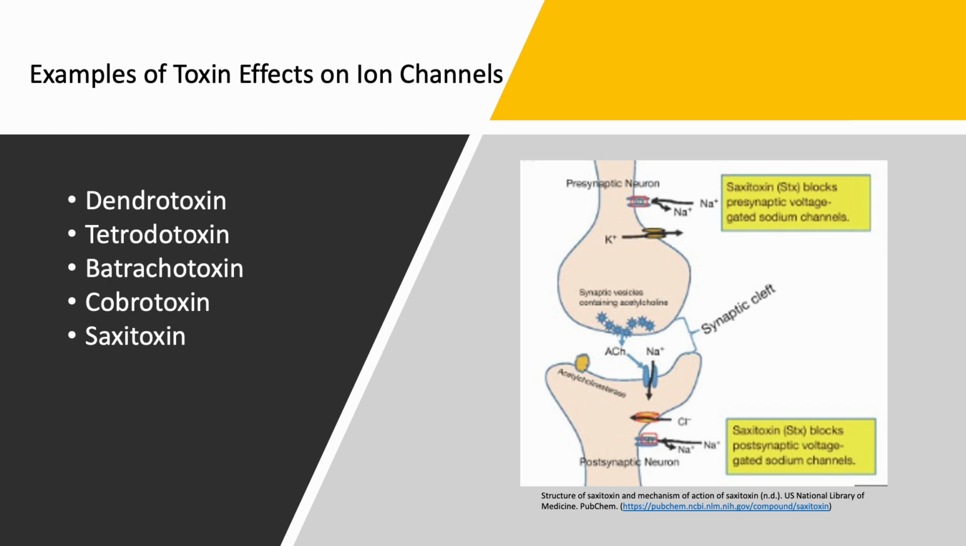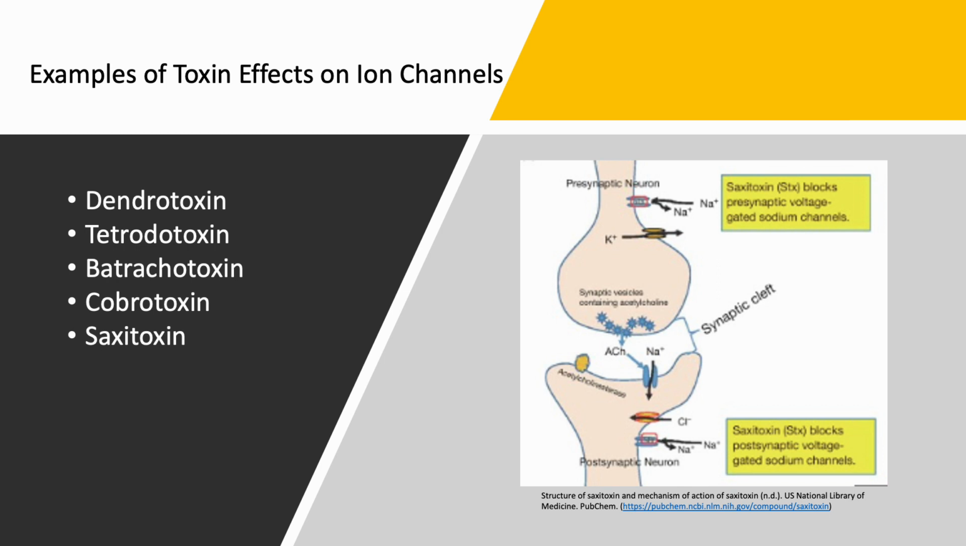Batrachotoxin is found in poisonous frog skin, and it causes activated voltage-gated sodium channels to stay active, causing a huge depolarization. That will block the transmission of nerve signals. Certain cobras make cobratoxin. Cobratoxin does not allow the acetylcholine receptor ion channels to function properly.